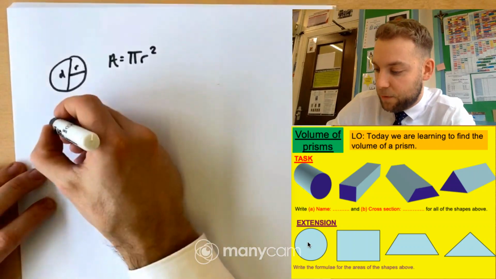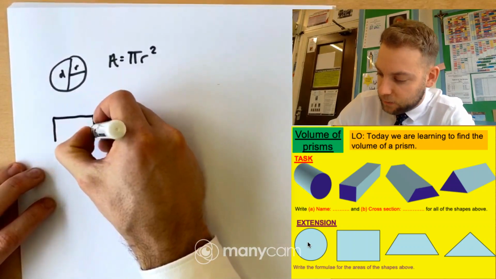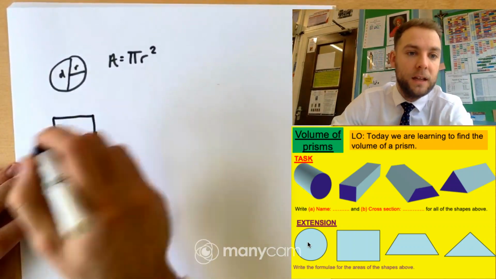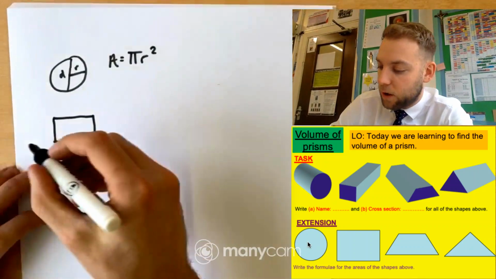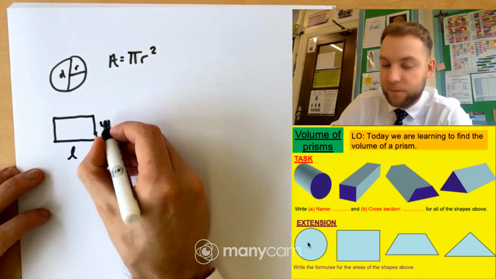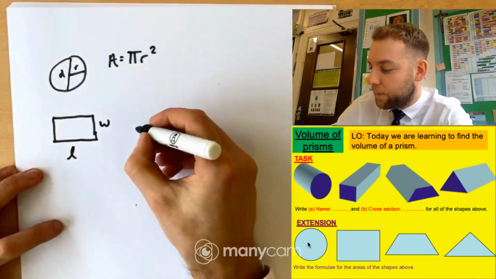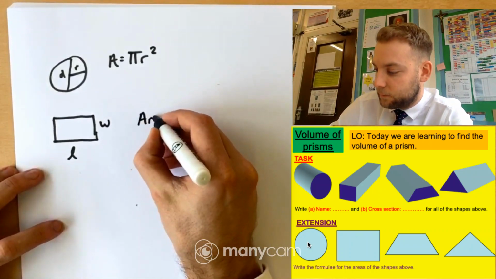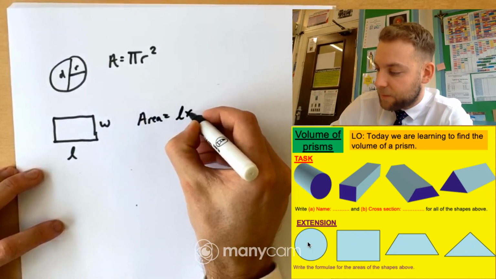The other shape that you need to know the area of is a rectangle. With a rectangle we've got our length here and our width. And the area of a rectangle is equal to length times by width.